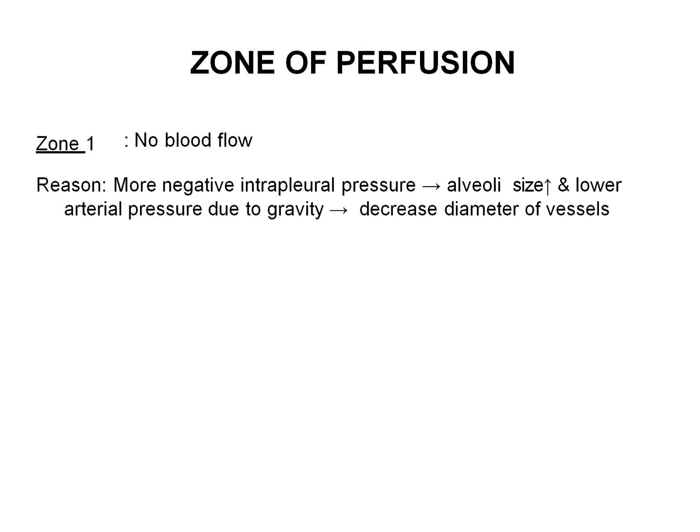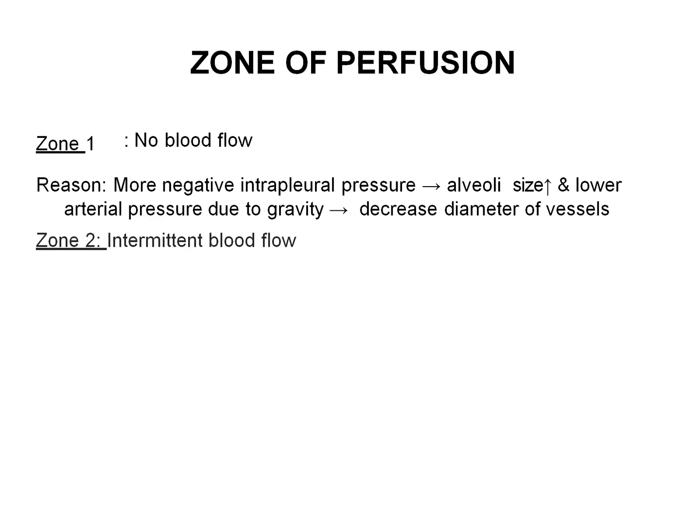So blood flow will be like this. Zone 1, no blood flow. Why? Because there is a more negative intrapleural pressure, and due to this, the size of alveoli is much more, and the arterial pressure is also less due to the effect of gravity. That decreases the diameter of the vessels at the apical region, and due to this, zone 1, the apical zone, actually has no blood flow.